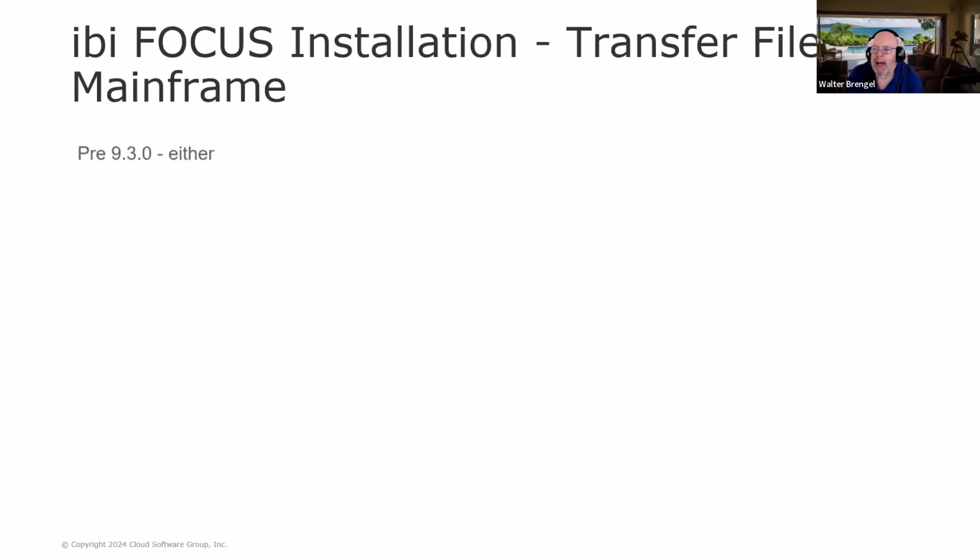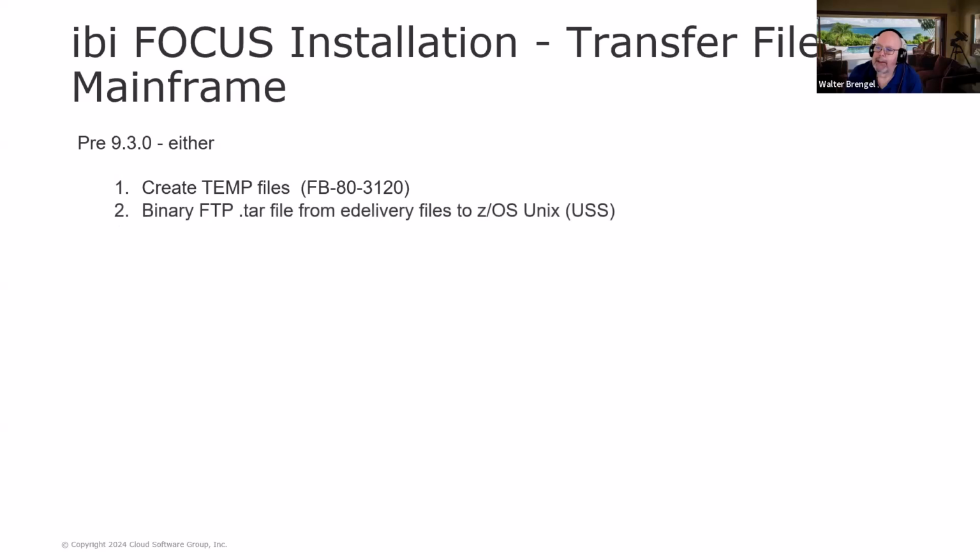So if you're prior to 930, you have a choice. You can create your temp files on the mainframe on your MVS side. And these are going to be the XMIT files that you're going to transfer. Once you get the XMIT file on your mainframe, you will then have to receive them. But all of the XMIT files are standard IBM file formats of a fixed block 80 and a 3120 block size. You can then binary FTP the tar file from eDelivery, and that would be in your directory structure, to your USS side of your mainframe.